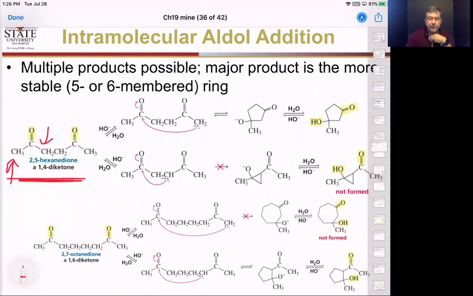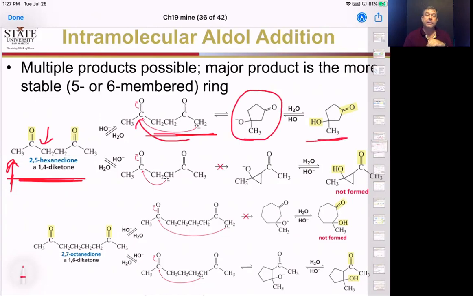So we have two choices. We could actually pull the alpha hydrogens off here, and if we did that, that generates this intermediate here. We have the enolate ion on the terminal carbon, which can then come in and react with the other carbonyl compound, and that would give us a 5-membered ring. And of course, when we protonate it, we end up with our beta hydroxy ketone compound.